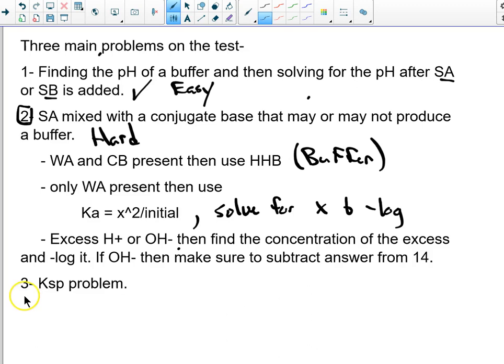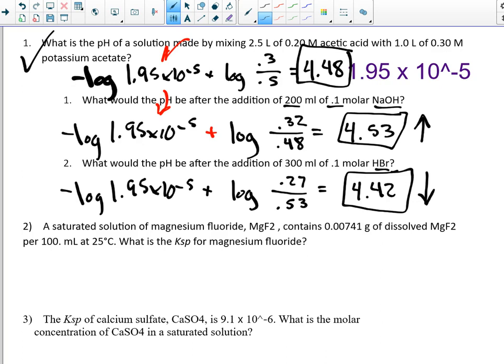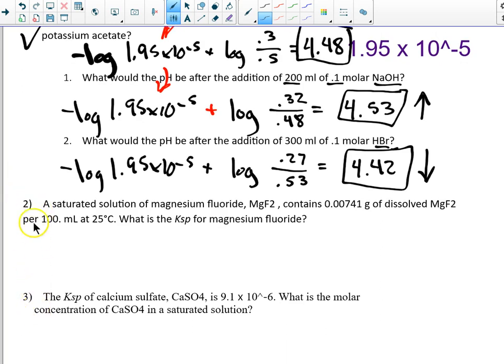All right. Then number 3 is Ksp problem, correct? So there are 2 in a row right here. If you can do either of, or both of these, then you'll be fine. So we'll pause this for 7 or 8 minutes, give these a shot.